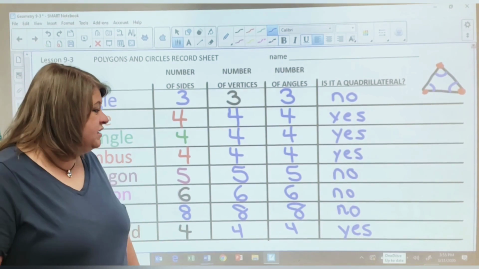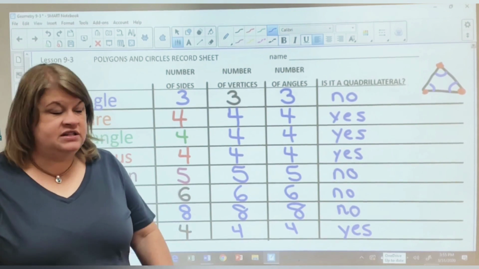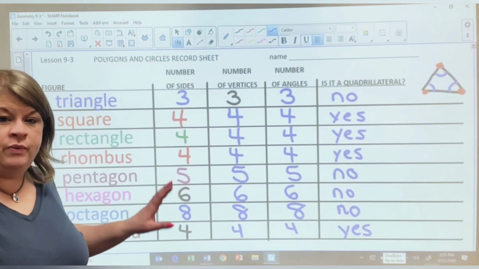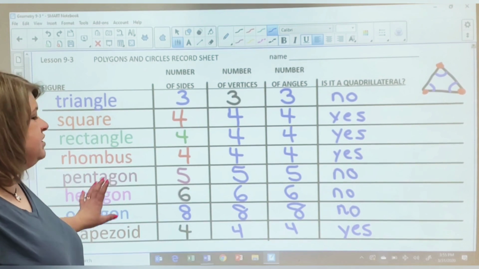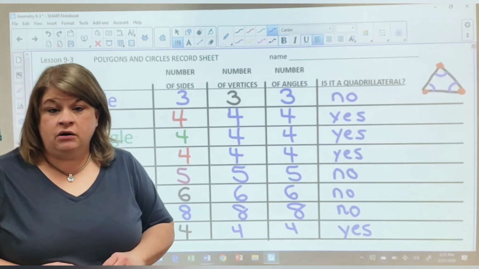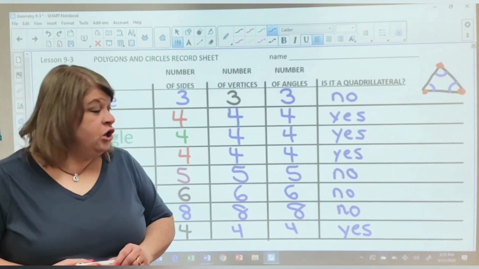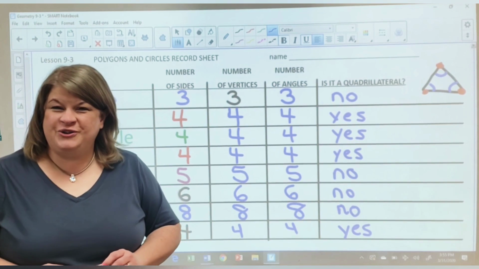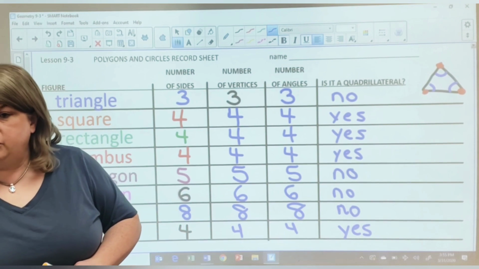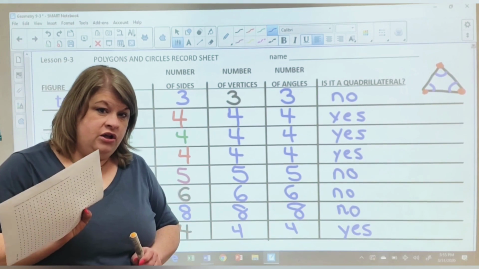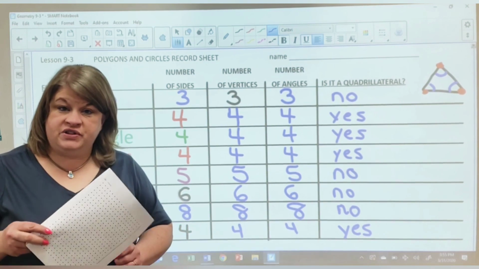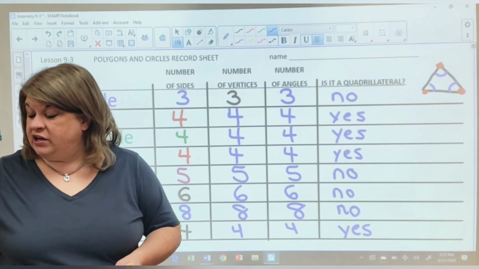I know this was a lot of putting information down, but here's a really good record sheet for you to be able to remember these things. Tomorrow, in our next day's lesson, we're going to use this, and tomorrow you will need your dot paper. You have that in there. Yours is double-sided, so you can have that out and ready to go.